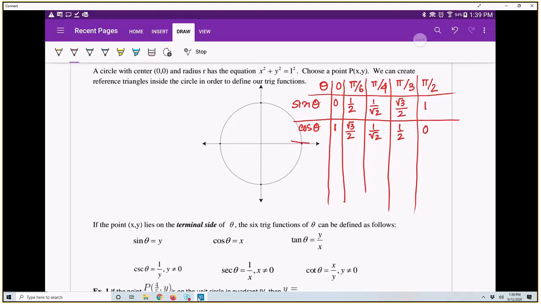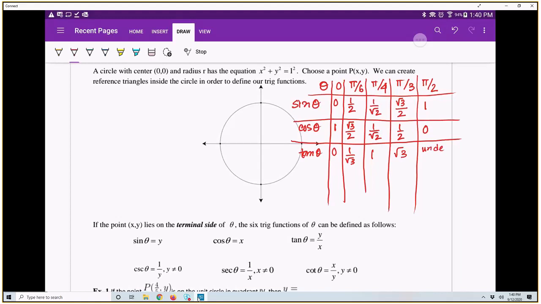Tangent was the ratio of sine and cosine, so that will be easier. 0 over 1 is 0. 1/2 over square root of 3 over 2 is 1 over square root of 3. 1 over square root of 2 over 1 over square root of 2 is 1. Square root of 3 over 2 over 1/2 is square root of 3. And 1 over 0 is undefined.